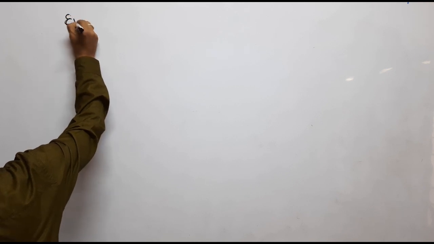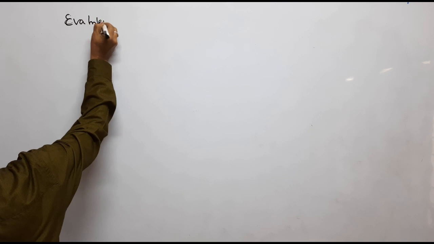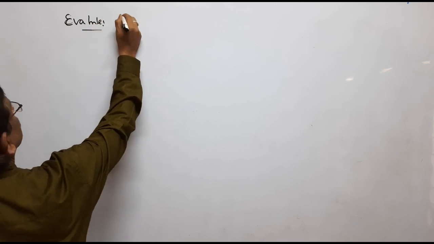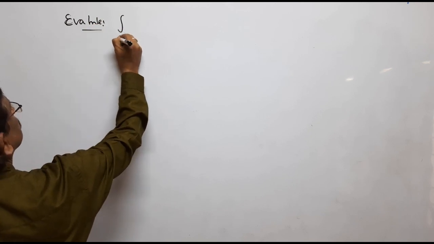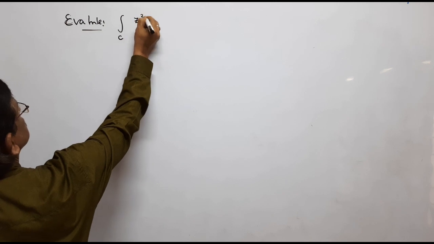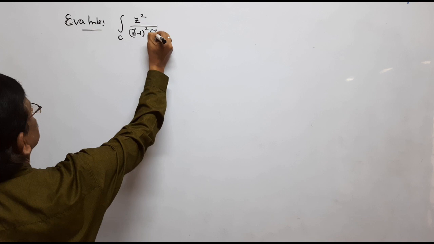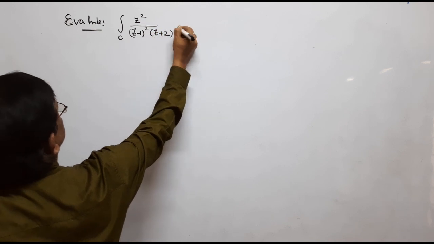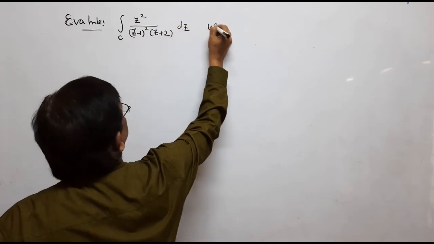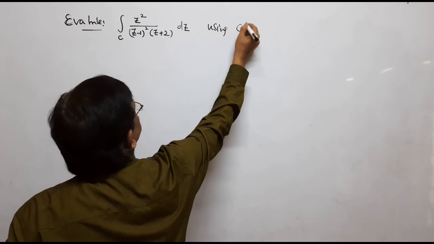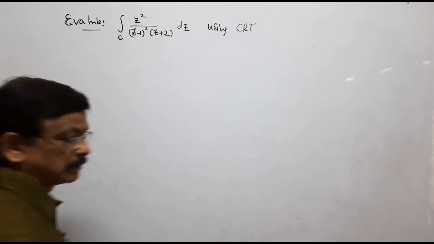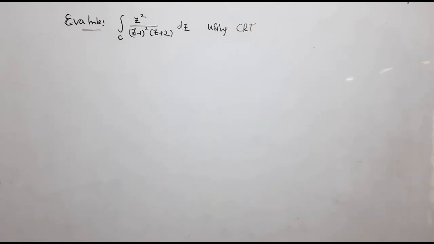So, evaluate the integral over C of z square by z minus 1 whole square into z plus 2 dz using Cauchy's residue theorem, using CRT.